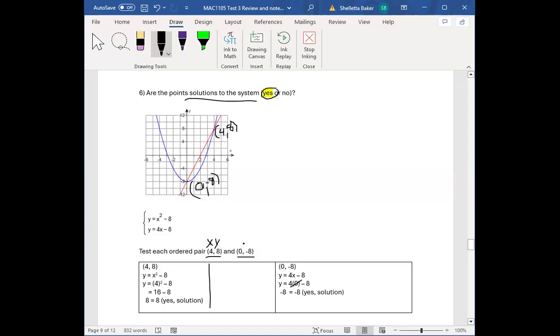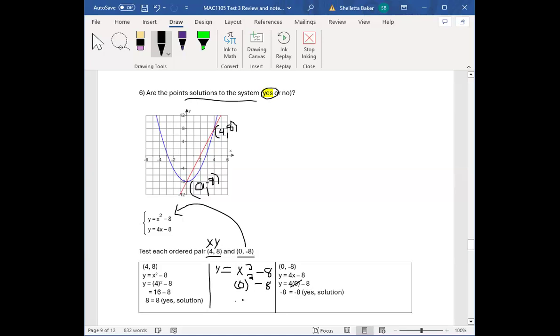Now we want to test our second point with the first equation, as well as our first point with that second equation. All right, so we tested one of the points with each of the equations. We just want to make sure we test both of them and confirm that we in fact get a true statement. So using that first equation, y equals x squared minus 8 again, this time we want to substitute 0 for x. So we're plugging in 0 for x, 0 squared minus 8.